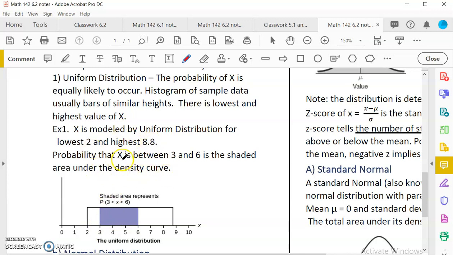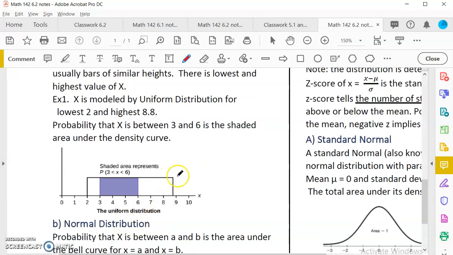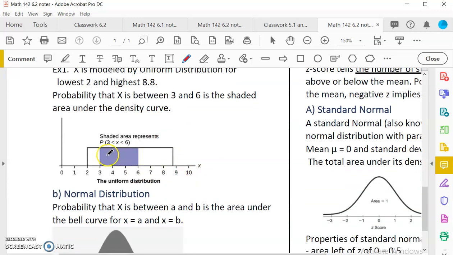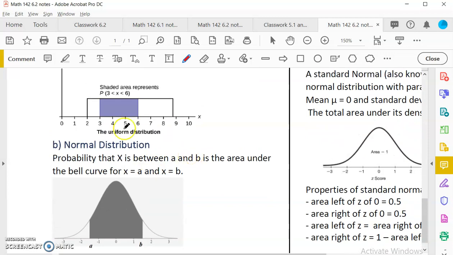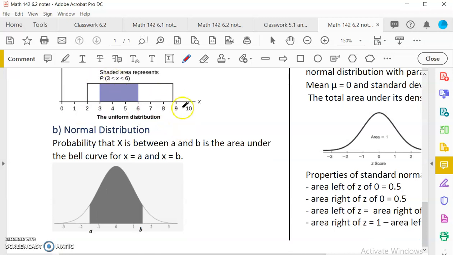The probability that x is between 3 and 6 is found by finding the area between 3 and 6. In this course, I'm not going to calculate these. These are pretty straightforward, but basically, find the area. You don't need to look up a table. You just need to use geometry. It's a rectangle, so length and width. Usually the height is given to you, or you can figure out the height because the total area under the density function is 1.